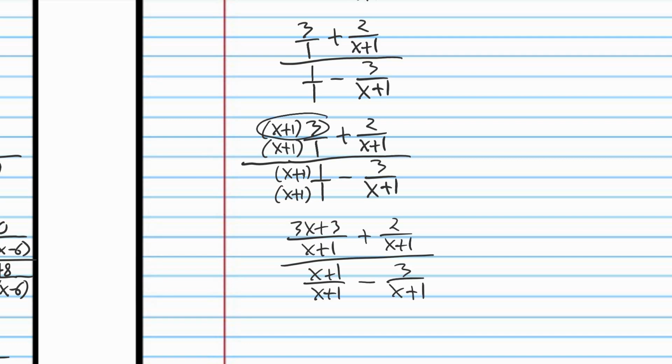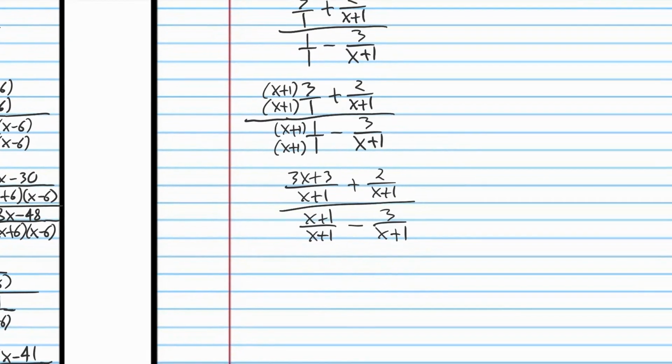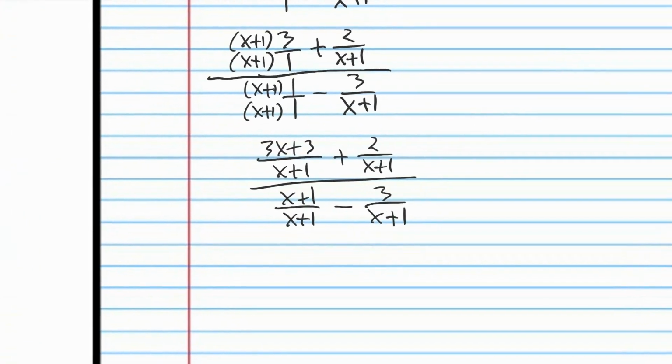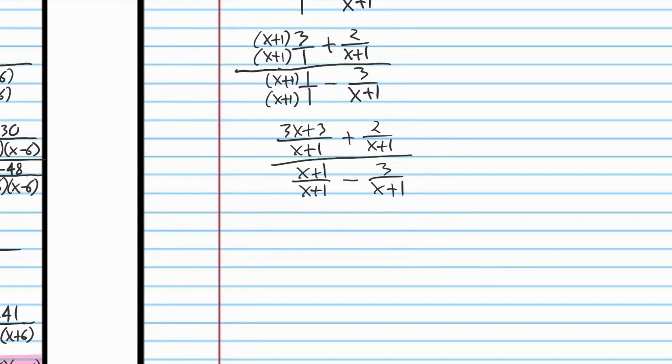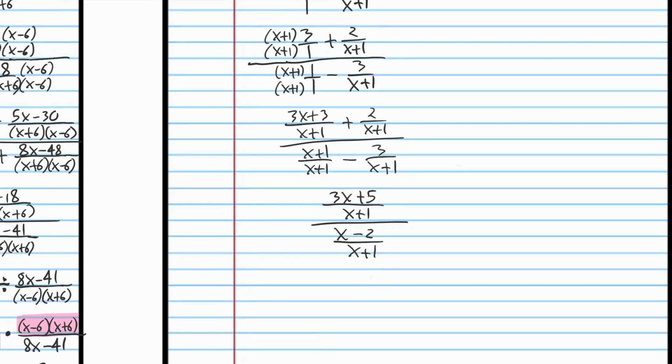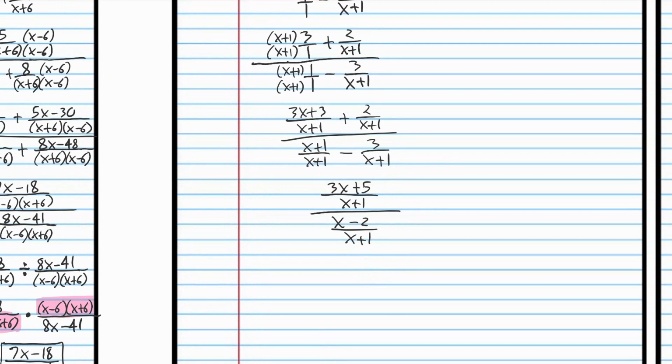So again, 3 times x plus 1 is 3x plus 3. 1 times x plus 1 is x plus 1. And so on and so forth. So now we have a common denominator, so we can combine. So 3x plus 3 plus 2 is 3x plus 5. And x plus 1 minus 3 is x minus 2. So let's just double check that. Everything looks right.